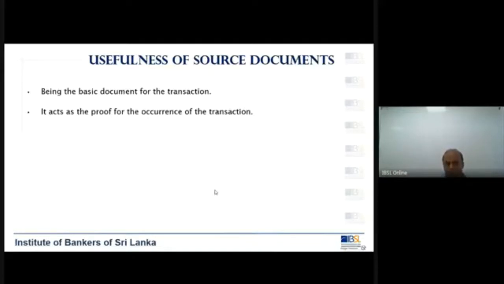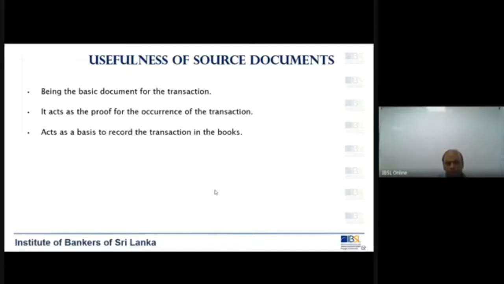The transaction originates with the deposit slip being signed and given to the bank counter staff. The counter staff processes the transaction based on the information available and gets the validation and gives the counterfoil back to the customer. So the customer looks at the counterfoil, looking at the particulars and what the bank's validation is. Based on the validation, the customer satisfies himself, the bank has accepted my cash and they have given a proof for my transaction. So as a result, the source document actually acts as the proof for the occurrence of the transaction.